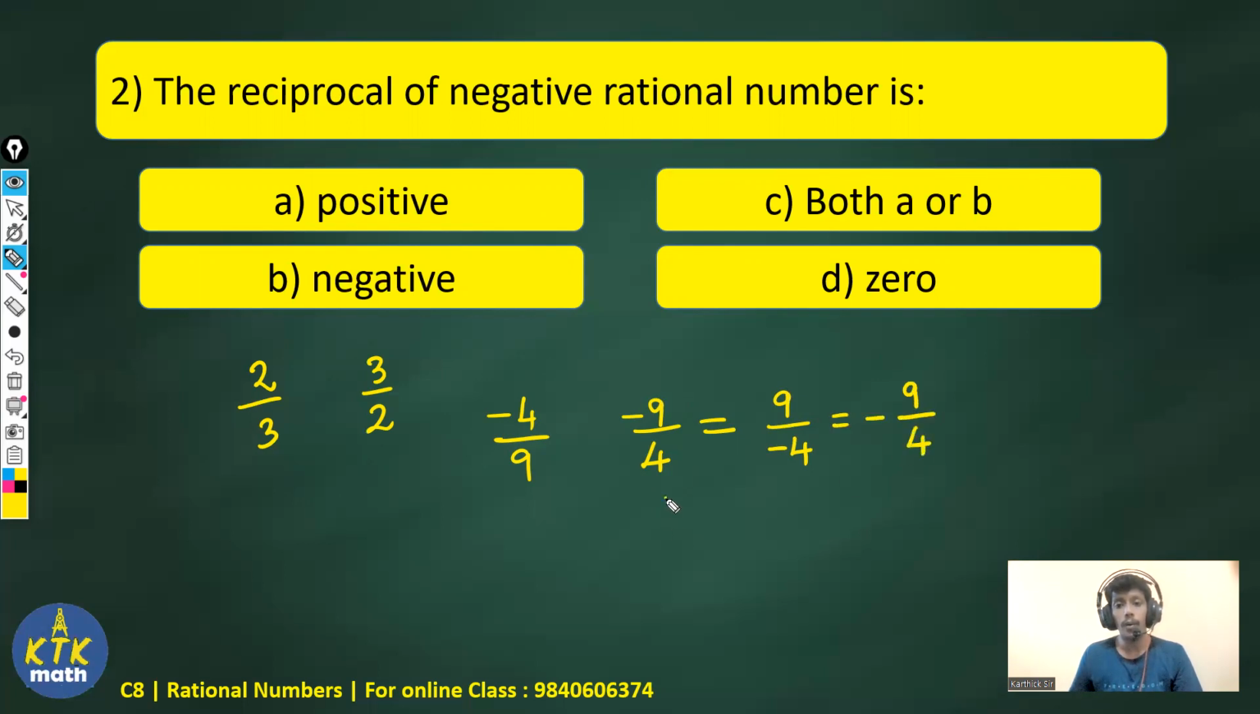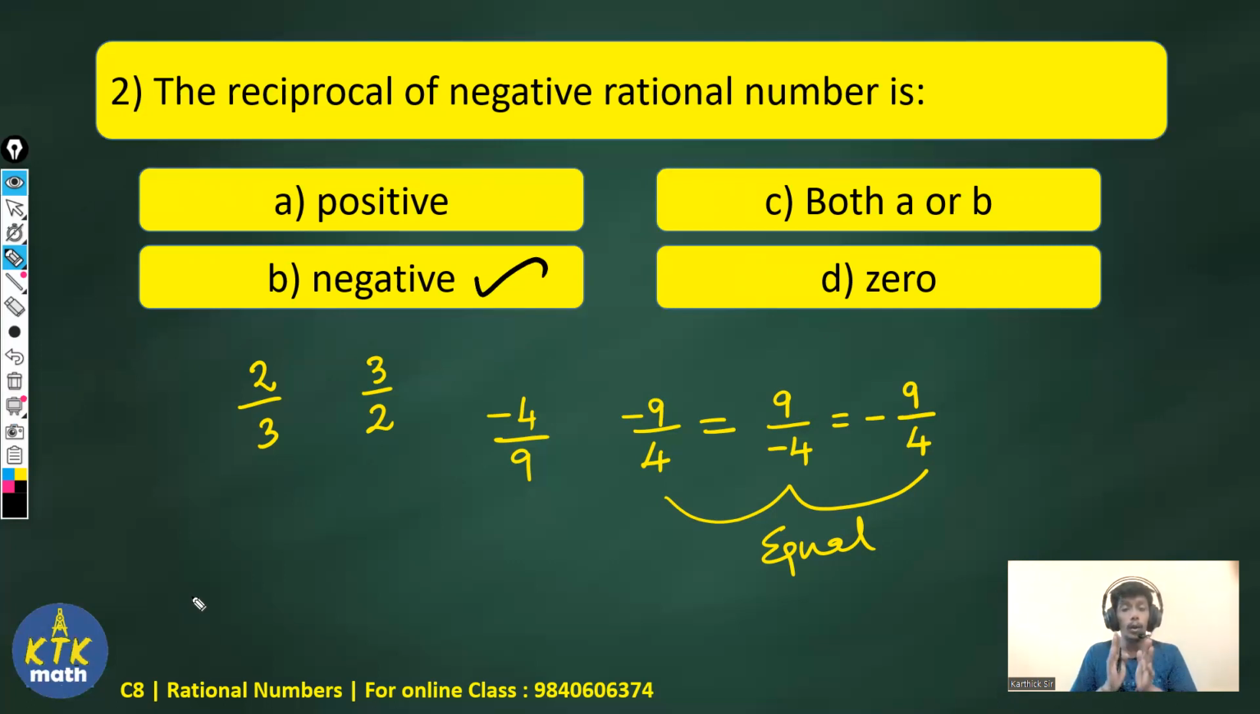All these have equal value only. Okay, so when we are talking about reciprocal, symbols are not going to change. Only the position of the numbers will get interchanged. That is, numerator becomes denominator, denominator becomes numerator. I hope I made my point clear. Okay, so the reciprocal of a negative rational number is also going to be negative only. Therefore, your answer for this question is option B, negative.